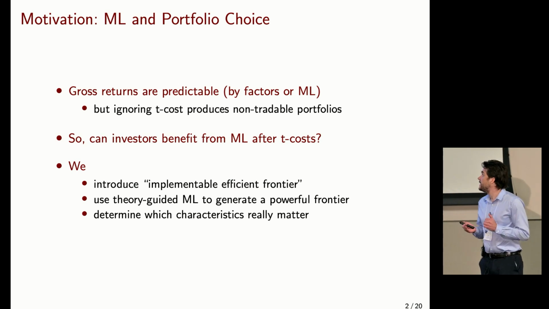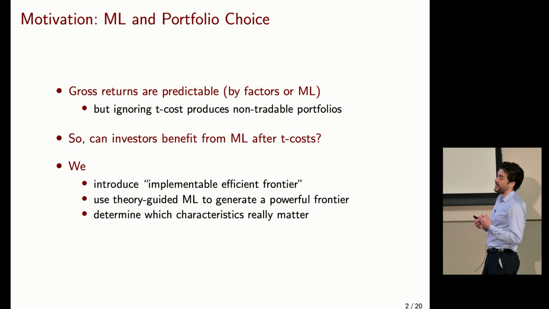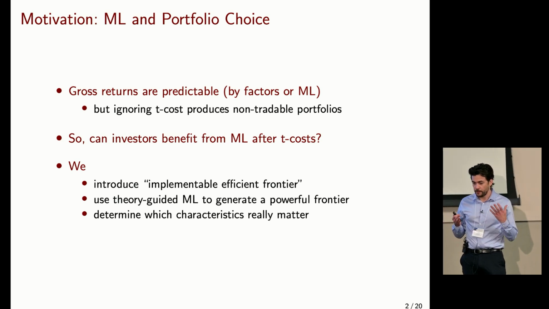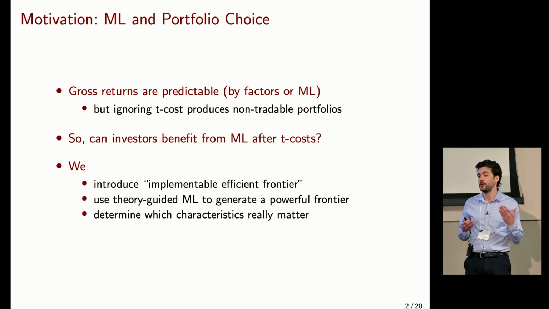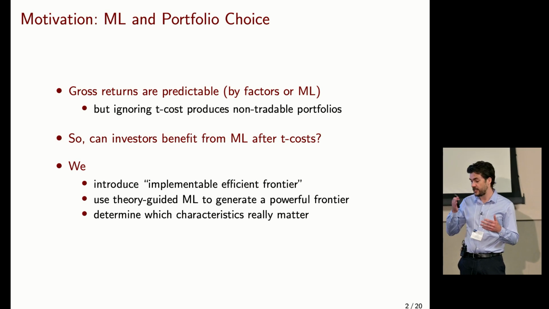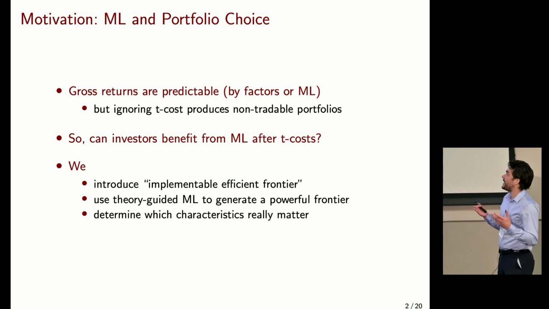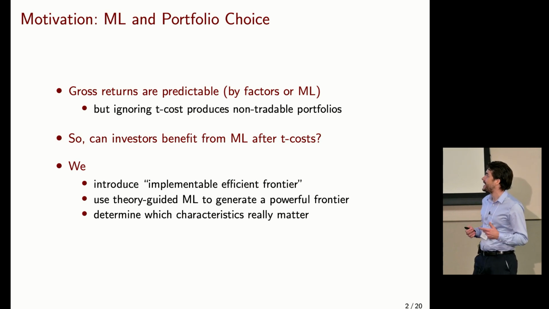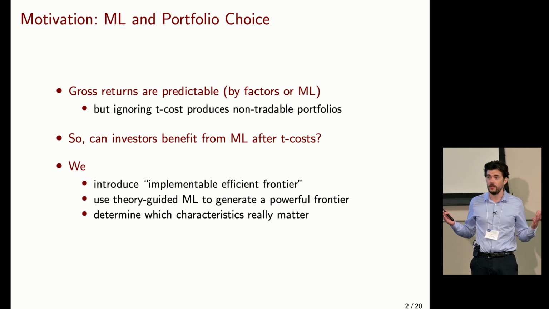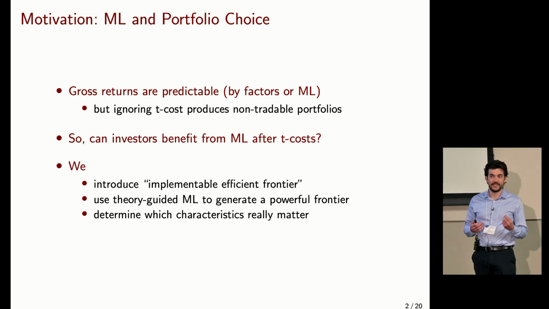And what we do is to argue that portfolio strategy should be evaluated based on the net returns that they can produce after trading costs for each unit or each level of risk. And we call that the implementable efficient frontier. Then we're going to use theory-guided machine learning to generate a powerful implementable efficient frontier. And then we're going to show which characteristics really matter once you take trading costs into account.